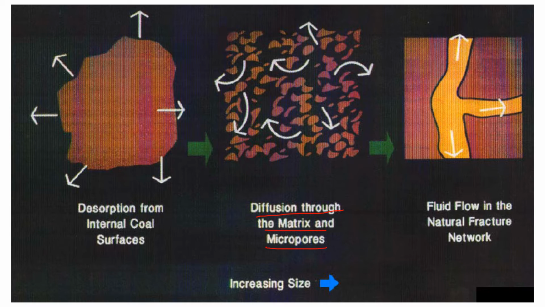So coal has dual porosity and fluid flow in the natural fracture network. So the size is low, this is medium, this is high. Okay, so with increasing size, the fluid flows. So if you observe, fluid flow is very convenient in the natural fracture network.